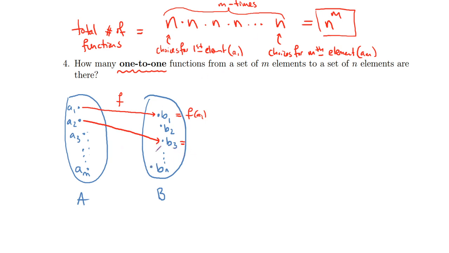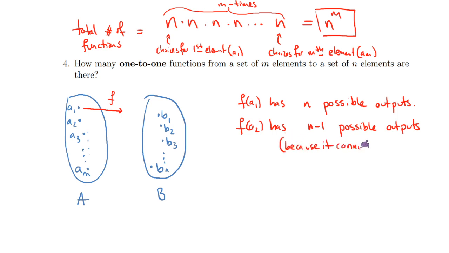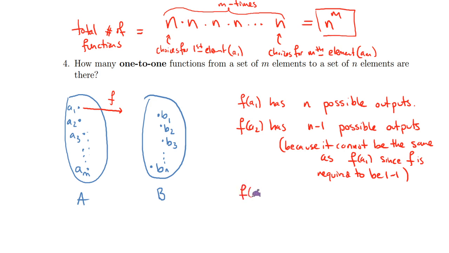Okay, but let's backtrack a little bit. Let's take some of this away, because things are general right now. So here's our f. And so f of A1 has n possible outputs, could be any of these. Now f of A2 has n minus 1 possible outputs, because it cannot be the same as f of A1, because f is required to be one-to-one.